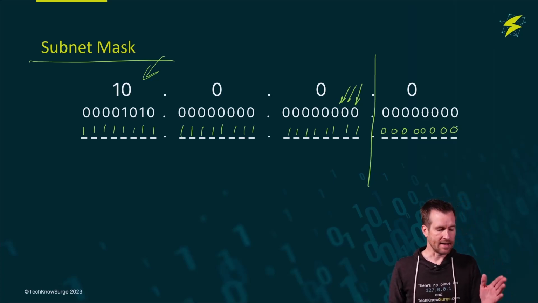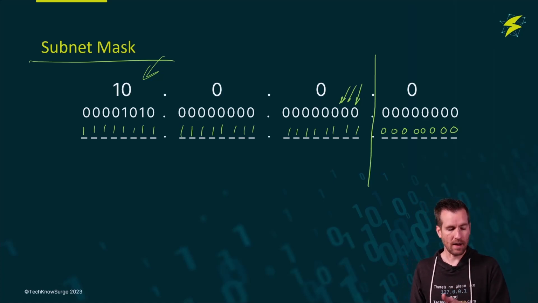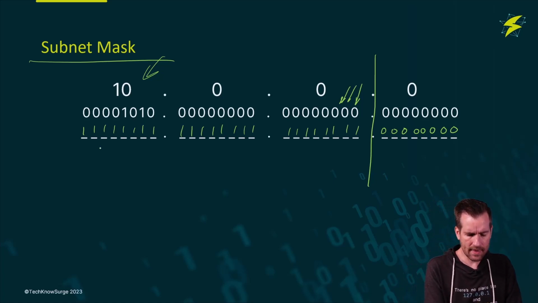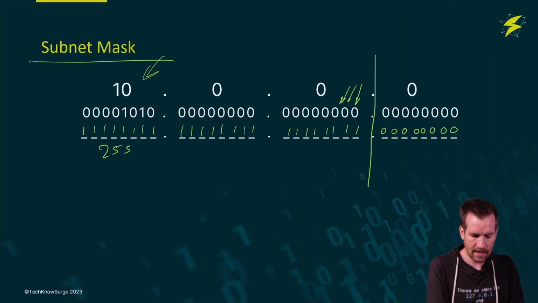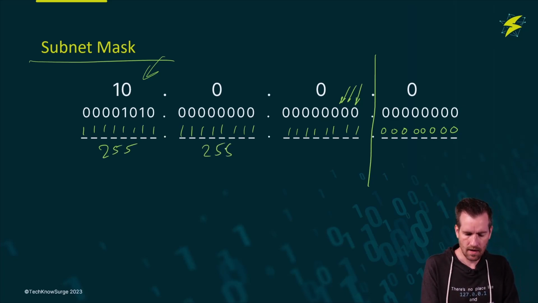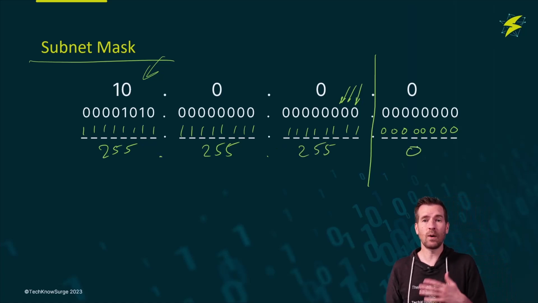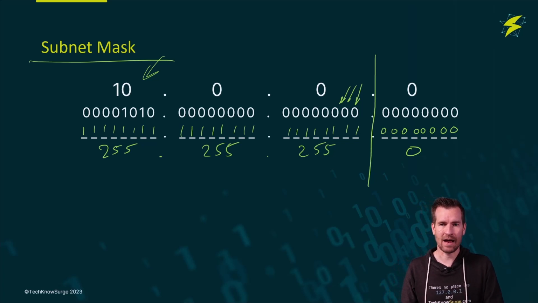So there you have it. Now by entering in the subnet mask, we've told the computer what this is going to be. And the way that looks is all ones in an octet is 255. So the subnet mask would look like 255.255.255.0. So that's what we would enter in as a subnet mask.